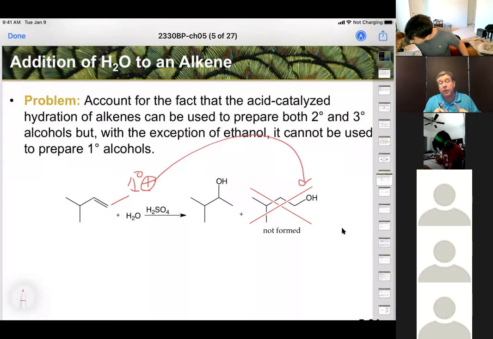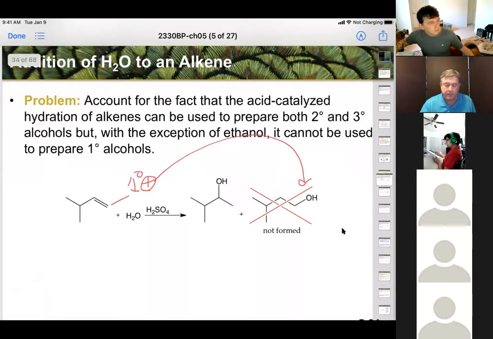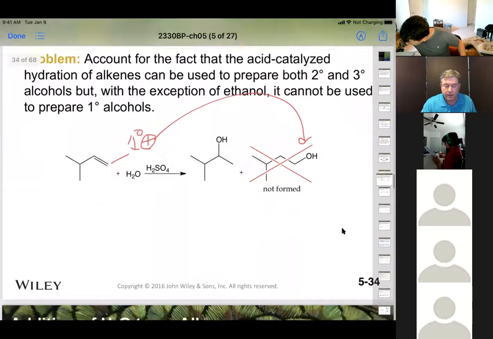Doesn't mean we can't make primary alcohols. It means we have to do something else to do it, and we have a reagent for that. We're going to talk about that later. Okay, so we understand carbocation stability.